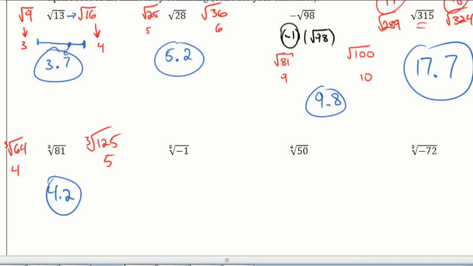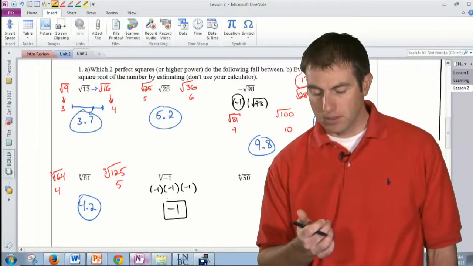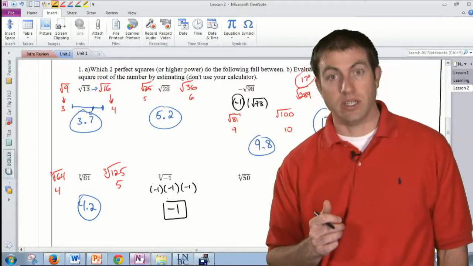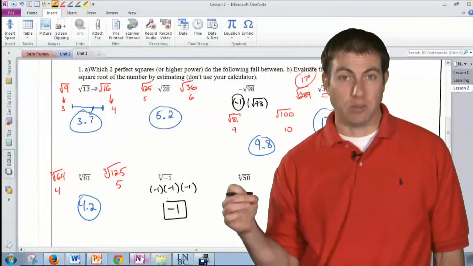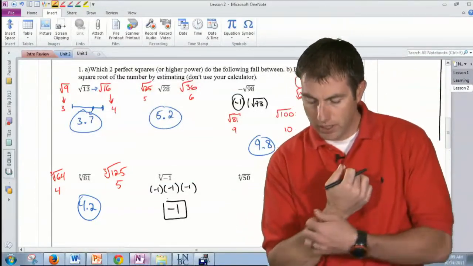Cube root of negative 1 comes back to this idea of what number multiplied by itself 3 times gives us that thing. So the cube root of negative 1 is negative 1. That's an exact value. There's no decimal there. We don't have to estimate that. That was just there to introduce the idea of the negative sign being there. Hopefully we don't get tricked by that one.